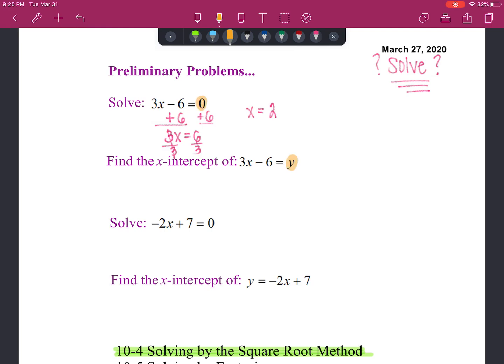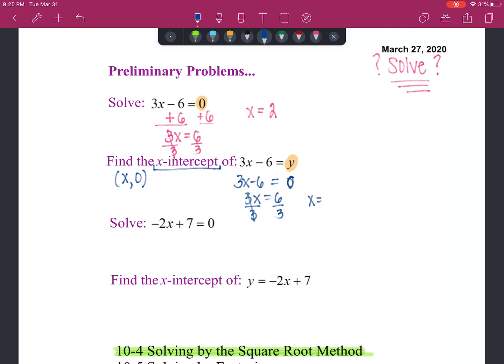Now what happens when in place of that 0 we put a y, and we say, okay, find the x-intercept? If I want to find the x-intercept, remember that the x-intercept is the value of x when y is 0. So if I make this a linear function by replacing the 0 with a y, and then I say find the x-intercept, I'm putting a 0 in for y, and I'm solving for x.